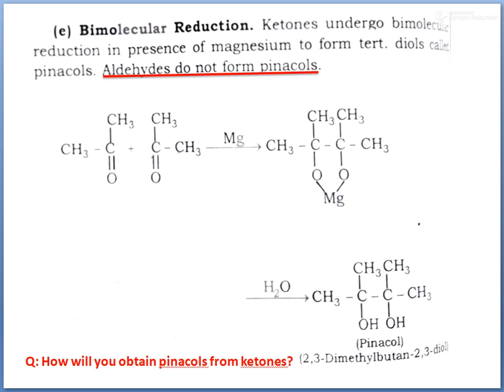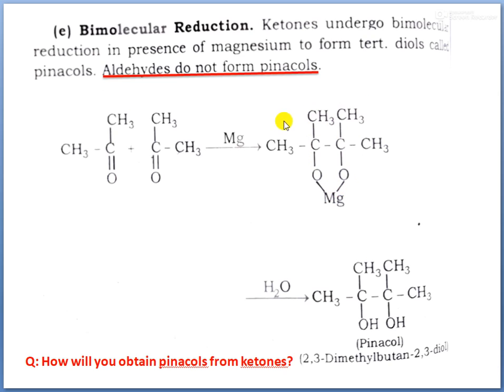Bimolecular reduction is a method to reduce ketones. So ketones will be reduced in presence of magnesium. So we get a cyclic compound like this. Since magnesium is having a +2 oxidation state, it can form a complex with these two oxygens of the two ketones. So we get a cyclic compound involving a magnesium ion.